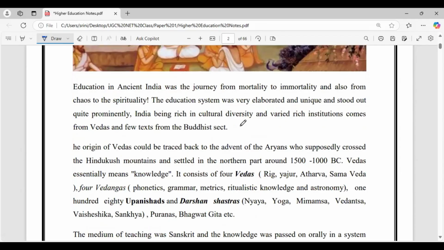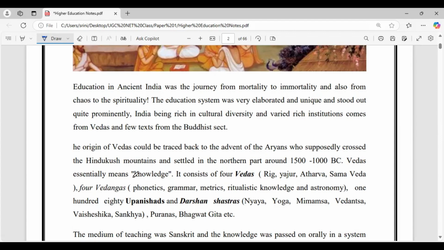Education in ancient India was a journey from mortality to immortality and also from chaos to spirituality. The education system was very elaborate and unique and stood out quite prominently, India being rich in cultural diversity. The institutions come from the Vedas and a few texts from the Buddhist section. The origin of the Vedas could be traced back to the advent of the Aryans, who supposedly crossed the Hindu Kush mountains and settled in the northern part around 1500 to 1000 BC.